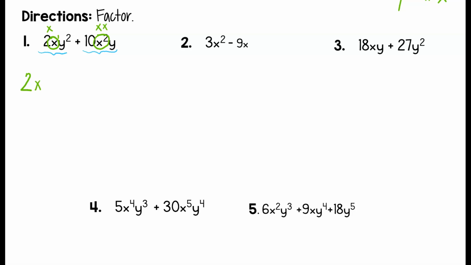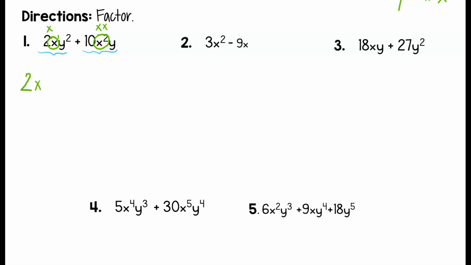Now think of it this way. If I take 1 away from this term on the left, can I take 1 away from this term on the right? And the answer to that is yes. If I took 2 away from this term on the right, could I take 2 away from the term on the left? The answer to that is no. So the most x's you can take away is 1.